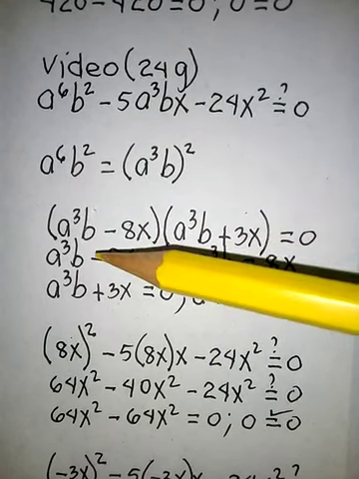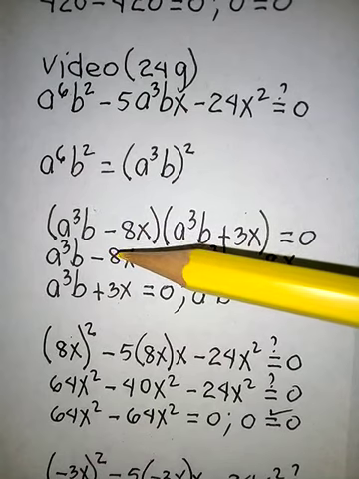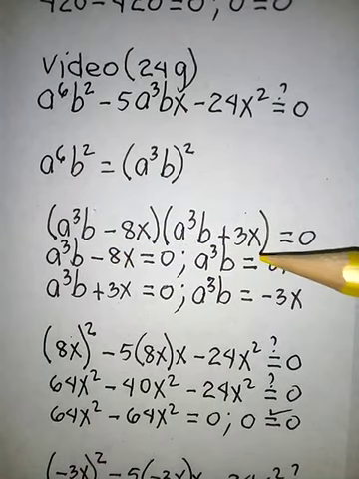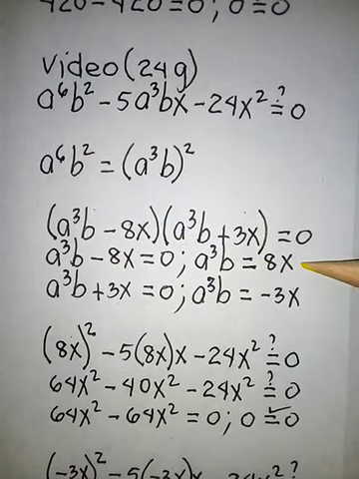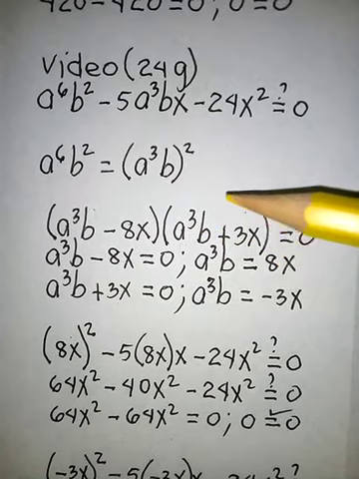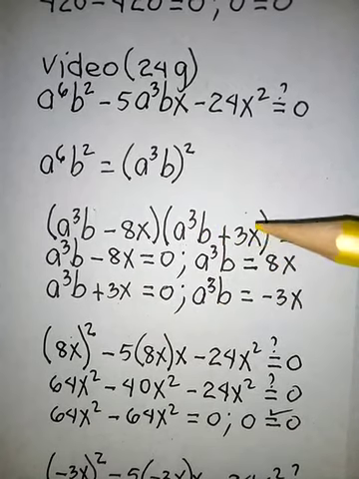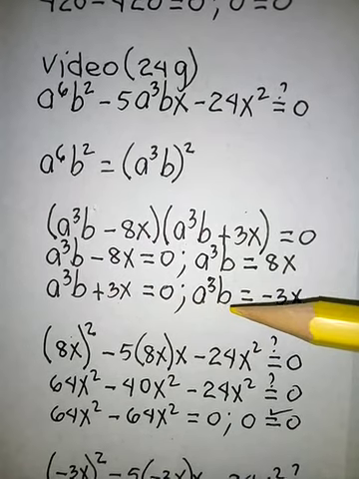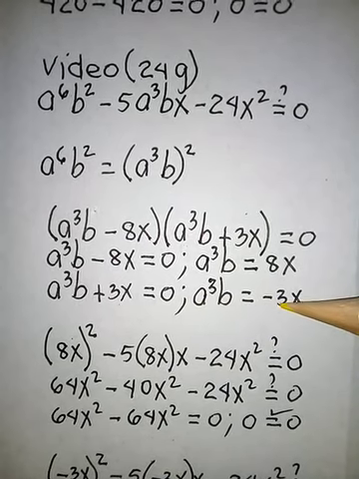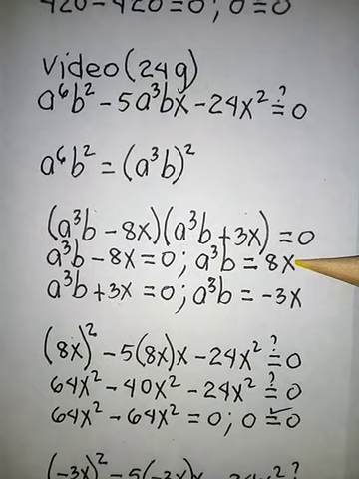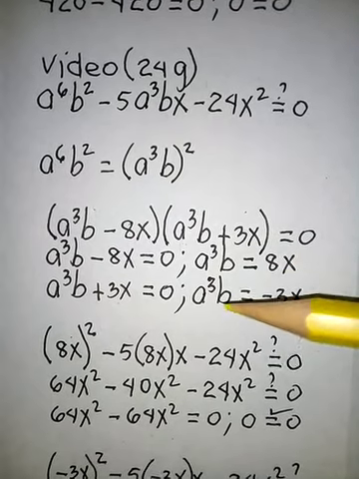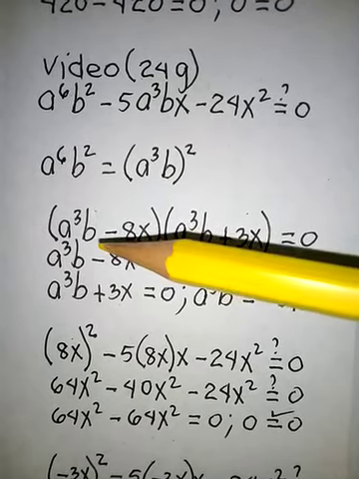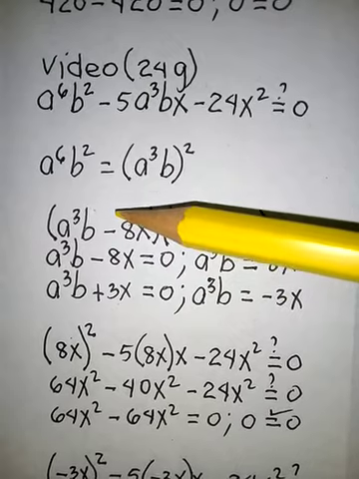So, equate each factor to 0. A cubed b minus 8x is equal to 0, or a cubed b is equal to 8x. And then the other one, a cubed b plus 3x is equal to 0. So, a cubed b is equal to negative 3x. So, let's substitute the value of a cubed b in the original equation here.